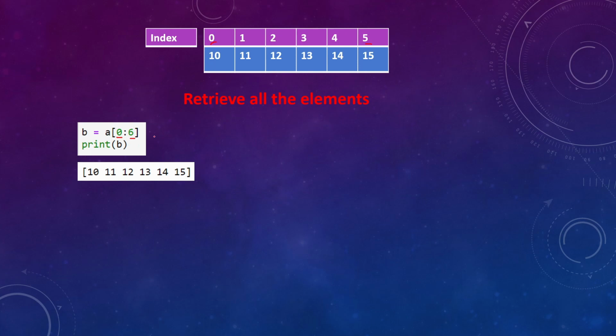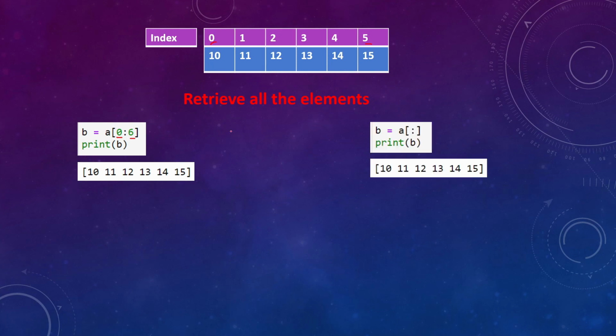But we can also do the same thing in another way. If you remember, the default value of start is always 0. Even if you don't mention the start index, it will be considered as 0, and the default value of the end index is always equal to n, the number of elements of the array. Here the array has 6 elements and we are writing 6, so there is no need to mention the end index either. Instead, we can directly write inside square brackets a colon, with nothing at the start and nothing at the end. It will be considered as 0 and 6, and we will get the same result as before.